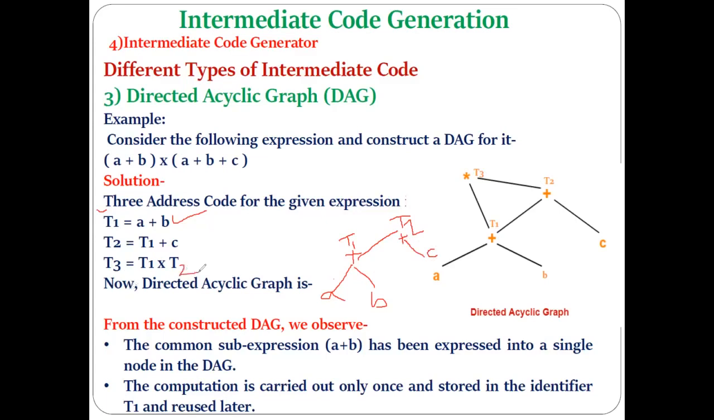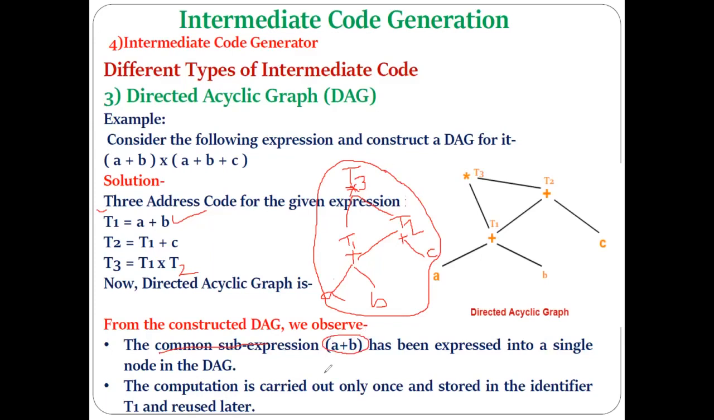Then T3 equal to T1 into T2. We already created T1 and T2. So T3 is T1 into T2. So this is nothing but your DAG. Understood. So the common sub expression here is A plus B.